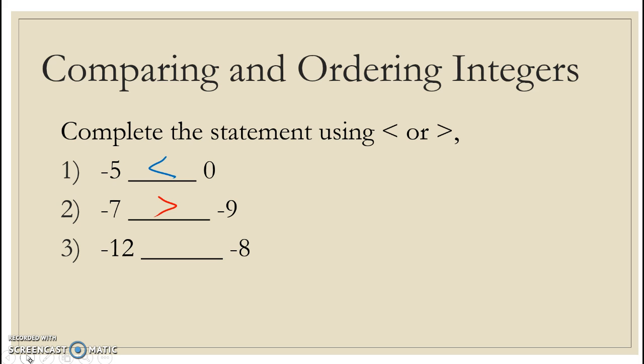Again, we have two negative numbers, negative 12 and negative 8. So again, I'm looking for the number that is closer to 0 on the number line. Here it's negative 8. So negative 12 is actually less than negative 8.